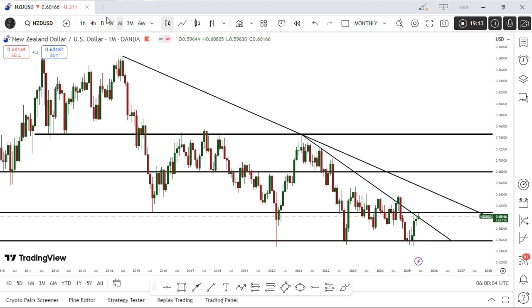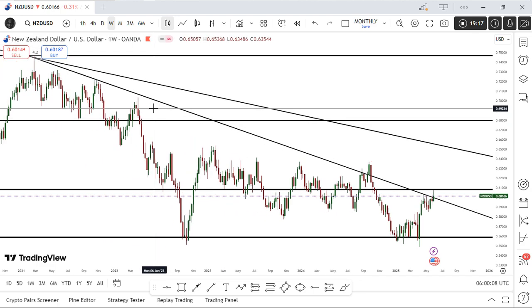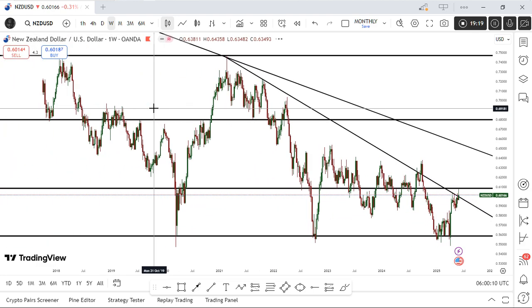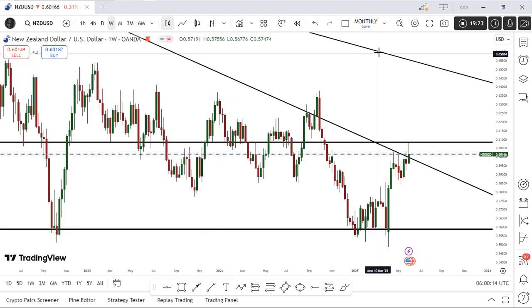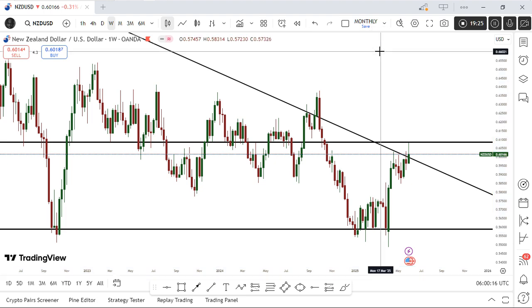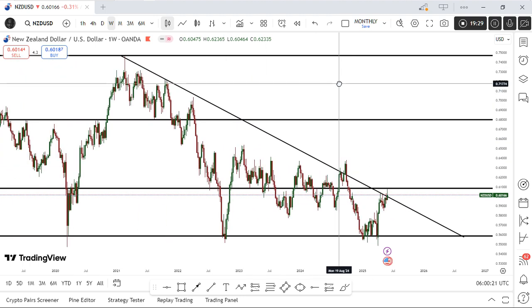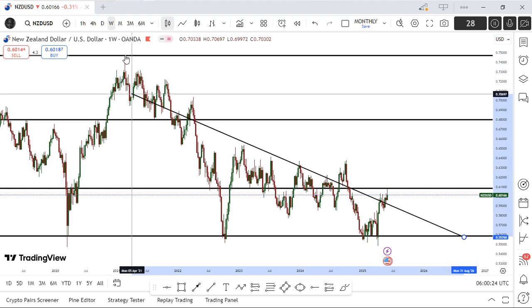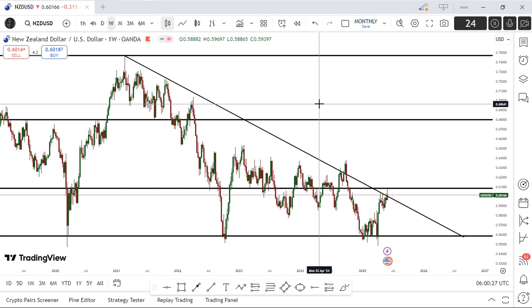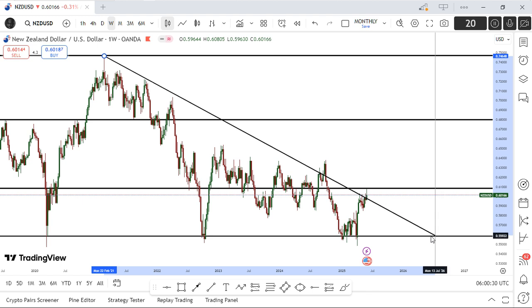700 pips. Let us move to the weekly time frame. I have limited time now. There's not much information that I'm able to see on the weekly time frame. I'm going to be deleting this line. I want my chart to look messy. Now there's not much information that the NZD dollar is giving us on the weekly time frame.